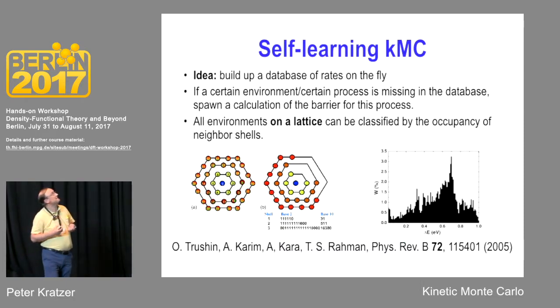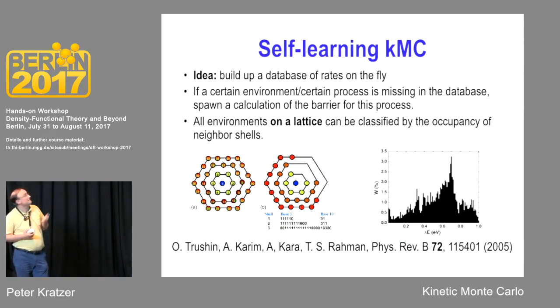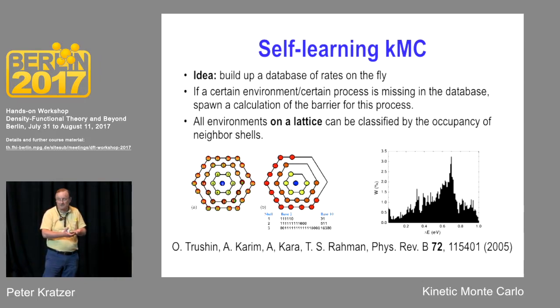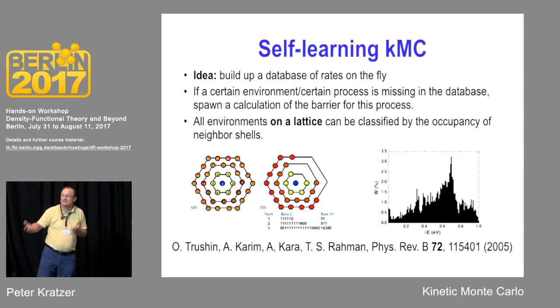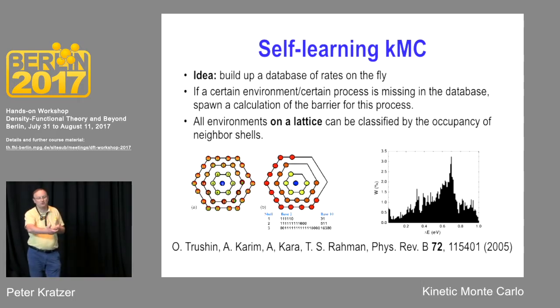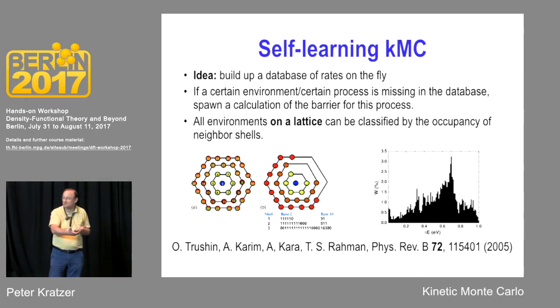There are some details now here concerning how many process types you have. You can either work with some predefined process types, or you can do a self-learning KMC. It has been pioneered by this group here, where you generate the process list on the fly. So if during the simulation a situation occurs where there is some process possible, but you haven't considered that before, you can always add it to your list.